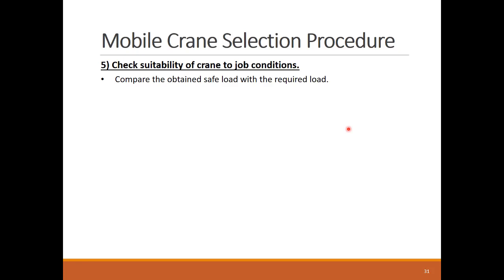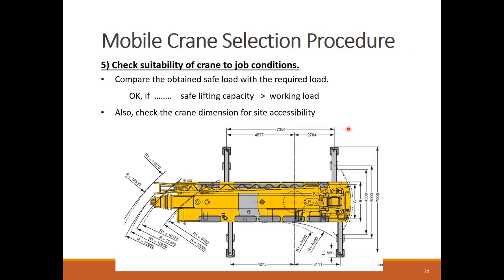The last step is to check the suitability of the crane to lift the load safely. This is done by comparing the safe lifting capacity to make sure it is more than the working load. Also, a detailed accessibility analysis should be done to make sure that the crane can access its base location, have adequate outrigger setup space, and can operate with no boom obstacles.